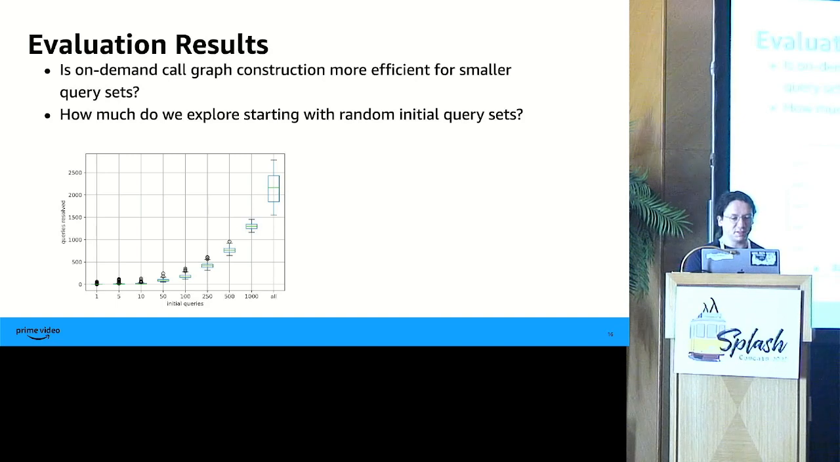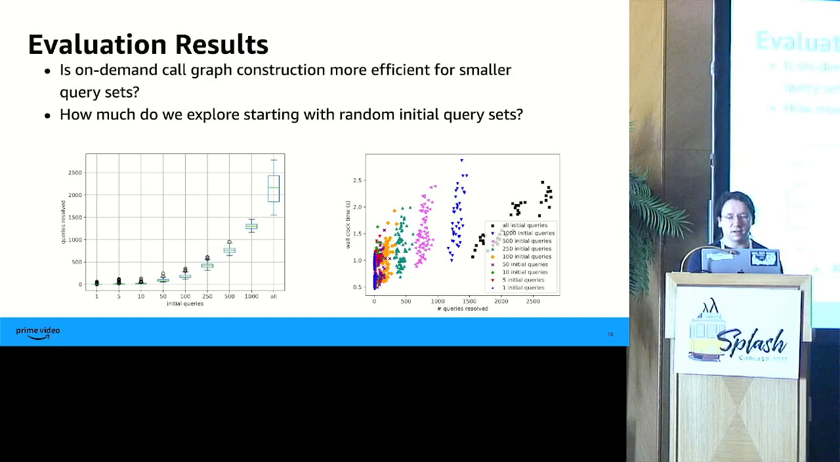The x-axis here represents selecting n random call sites in the program and asking our approach to resolve them. And then on the y-axis, we see how many other queries that required resolving. And we do see that this does indeed increase as we ask for more call sites to be resolved initially. In terms of runtime, we first got a little bit of a surprising result here.